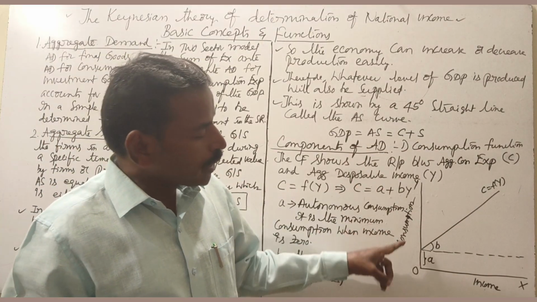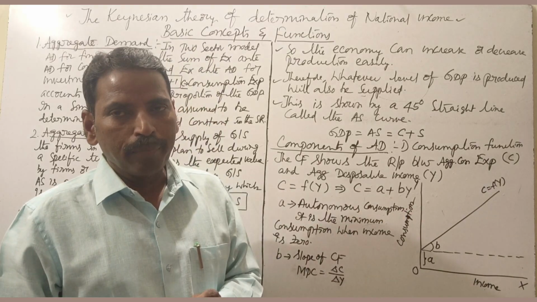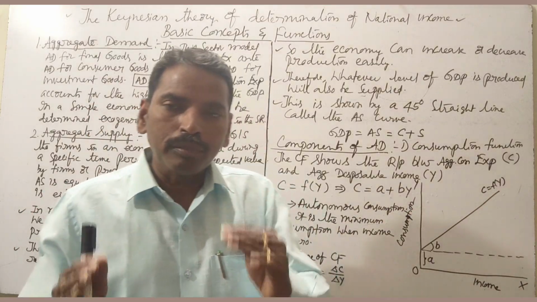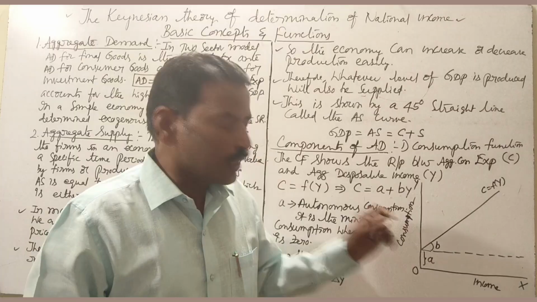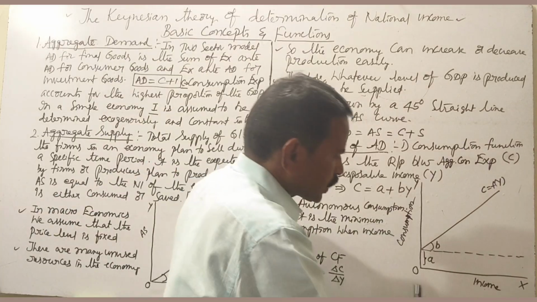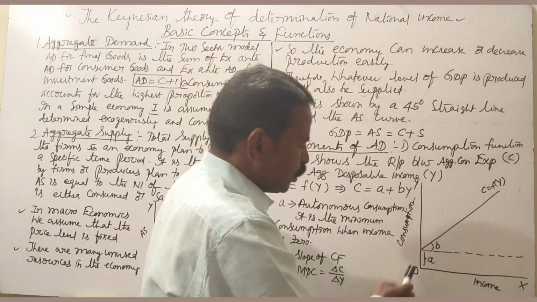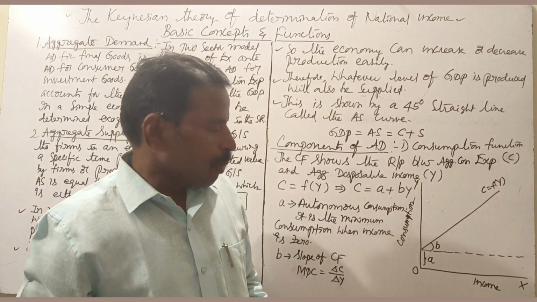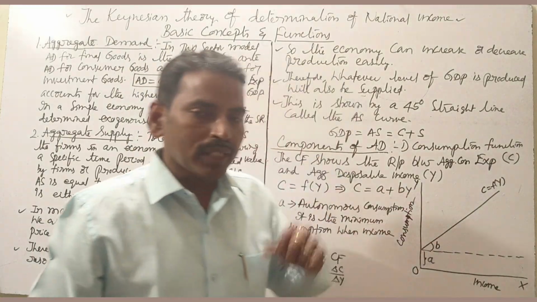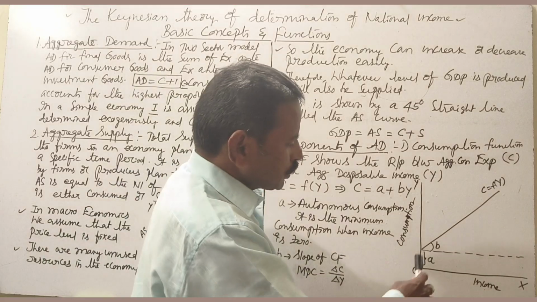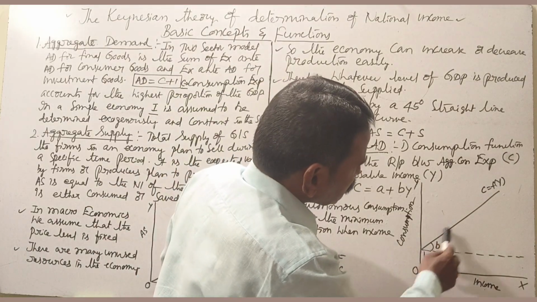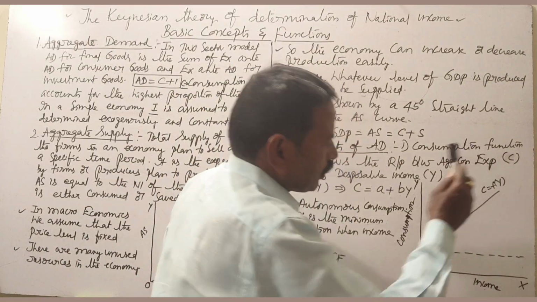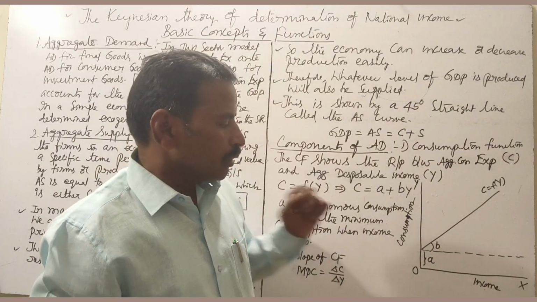This can be explained with the help of a diagram. First, draw an L shape and mark Y, O, X. Consumption is measured on the y-axis and income is measured on the x-axis. So this is C is equal to f of Y.